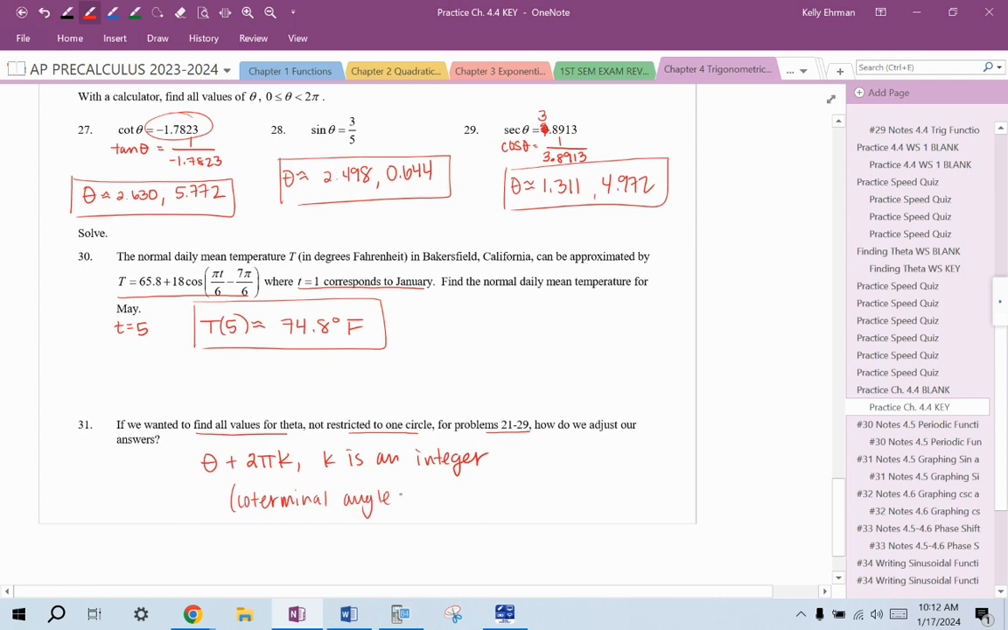Integers are positive and negative whole numbers, so you can add or subtract to theta, and that would give you your answer. All right, that's it for this worksheet.